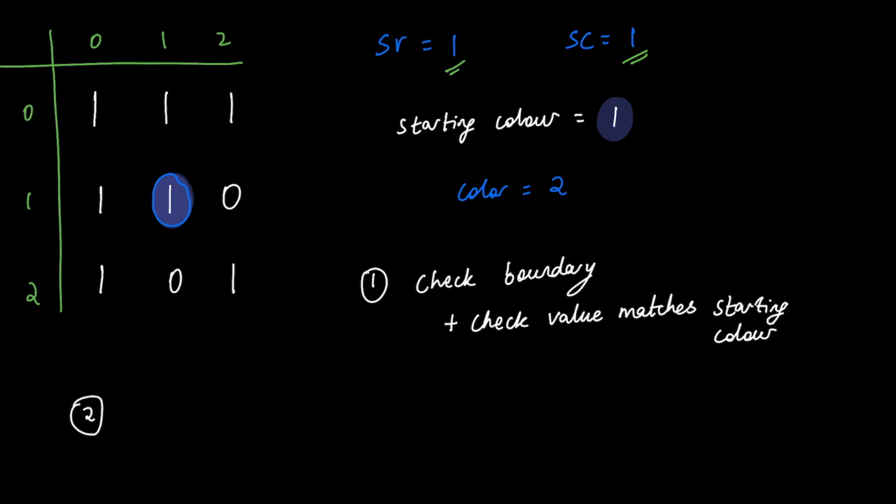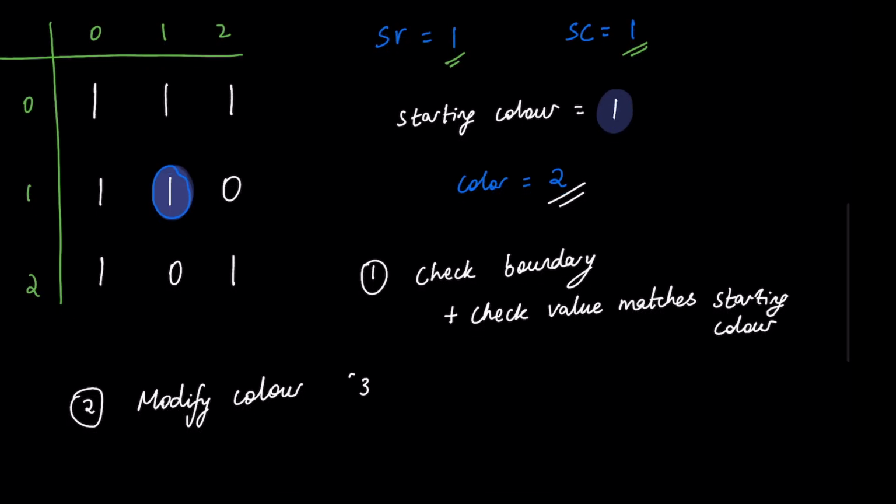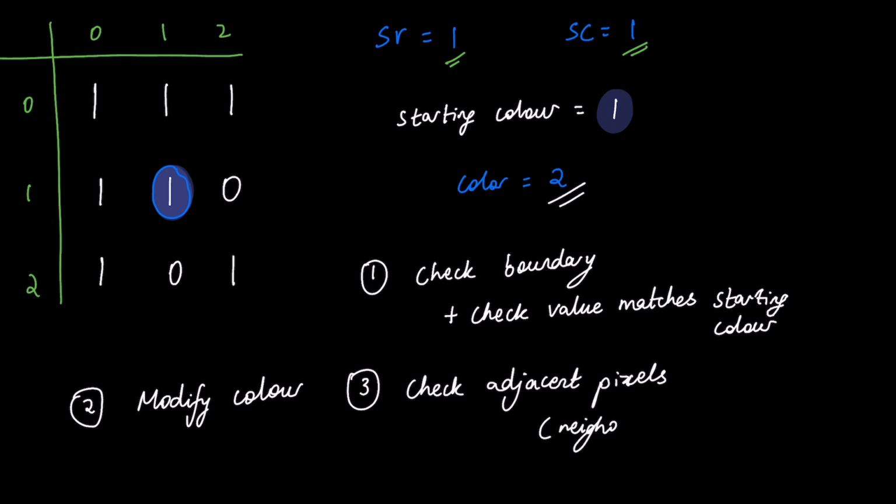That means that we can modify its color to the new color that we need to eventually output. All right, that's the second step. And now finally, we have one last step, which is to check the adjacent pixel values or the neighbors. So as part of the third step, we'll have check adjacent pixels, which are our neighbors.